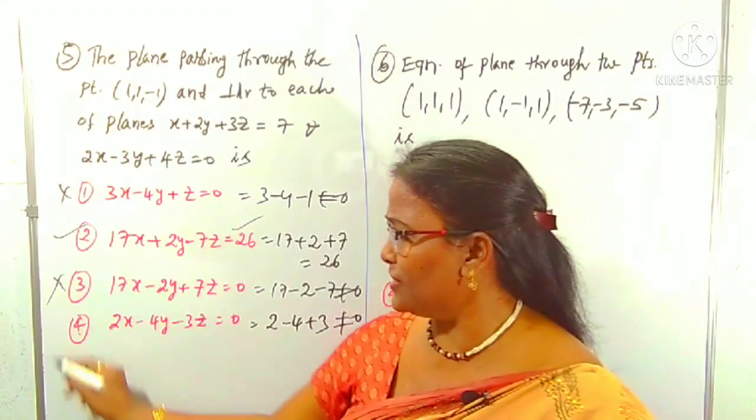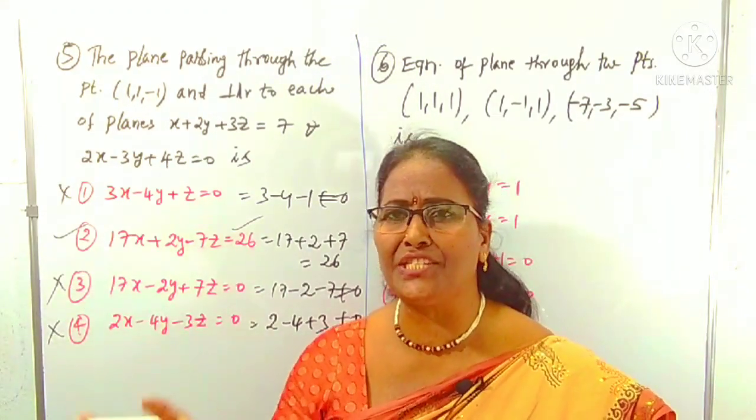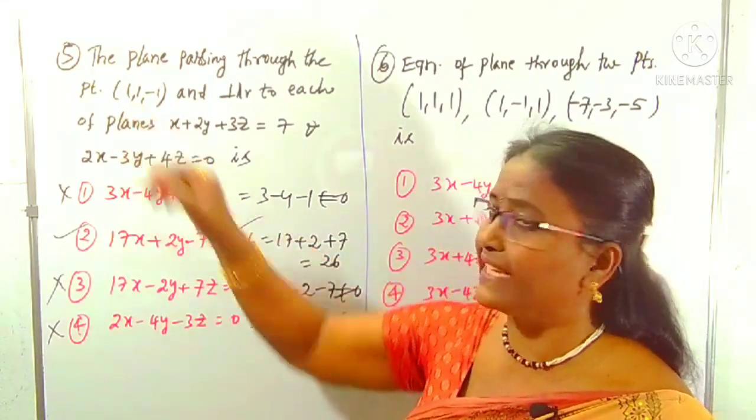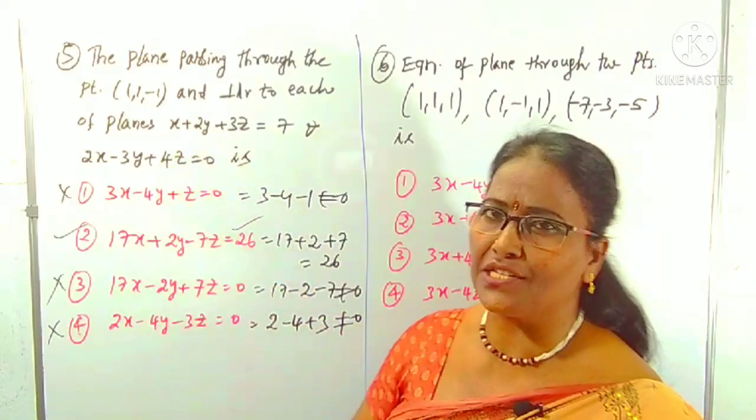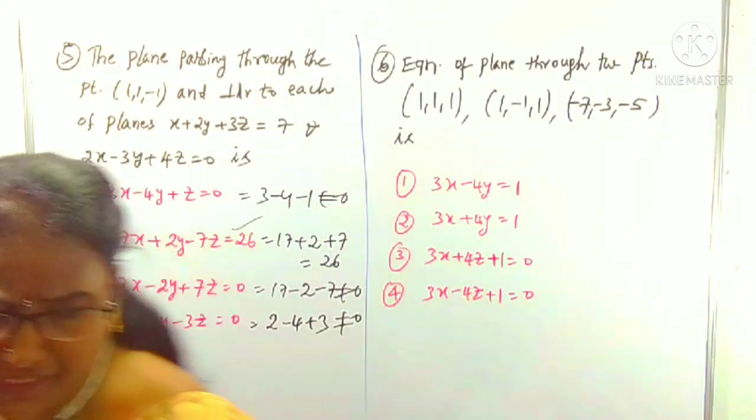Here there is no repetition, so we can pick option number 2. You can just use options verification. What is given is 1 point. In case of repetition, you have to think about the other conditions also, right? Now we can come to the next one.